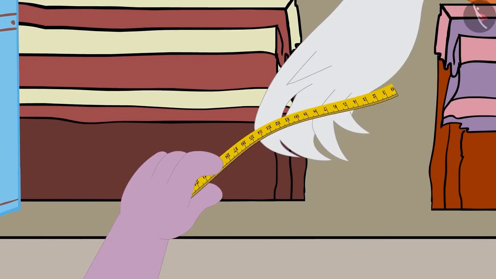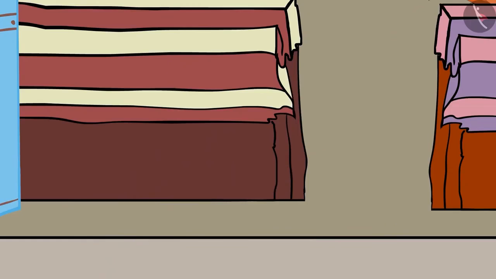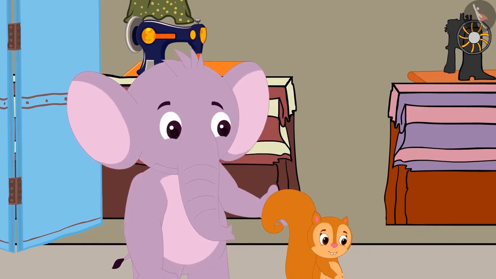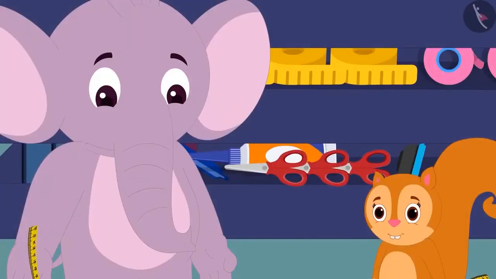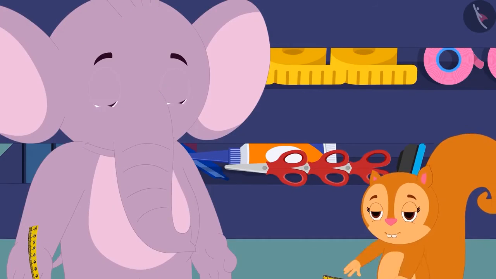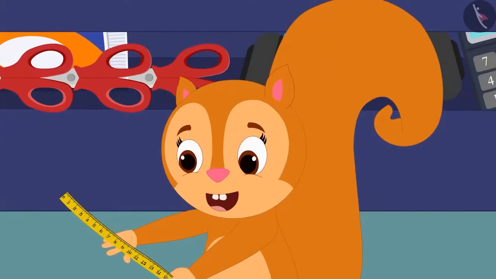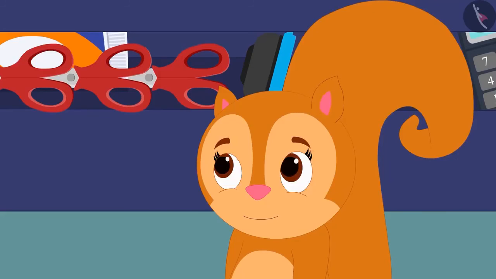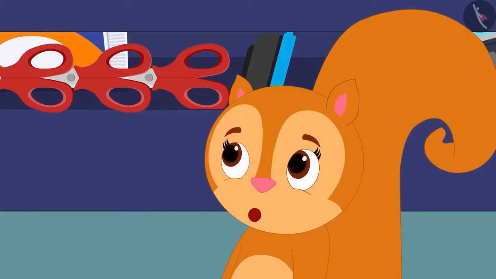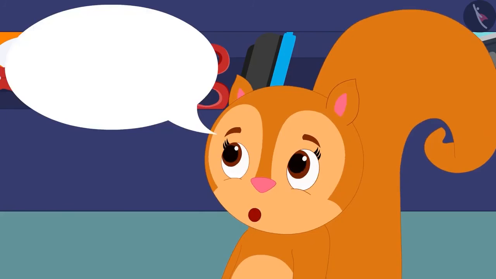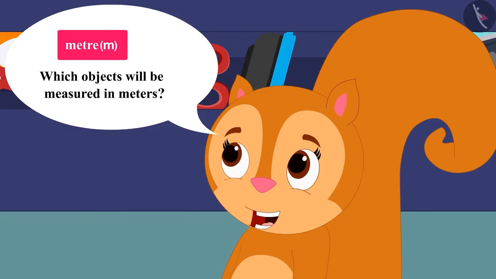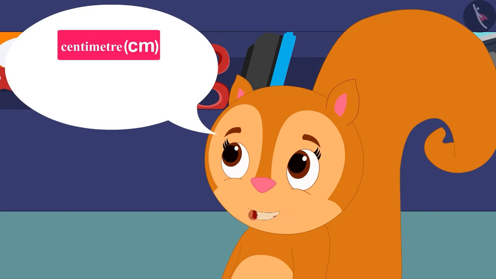Appu returned uncle's measuring tape and went with Chanda to buy a measuring tape from the shop nearby. From there, both of them bought measuring tape for themselves. Chanda was very happy to get her measuring tape. Now Chanda asked Appu, "I don't understand. Which objects will be measured in meters and which objects will be measured in centimeters?"